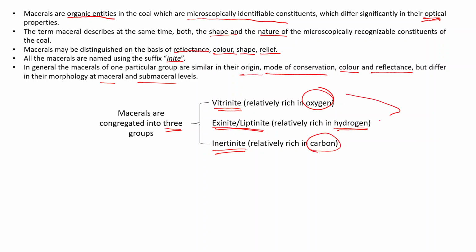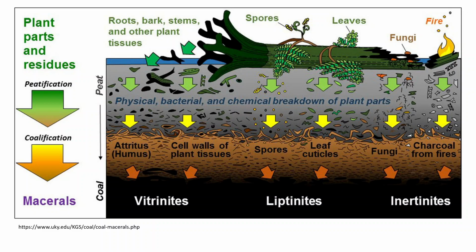So these are dependent on the composition of the individual maceral. It means what part of the plant they are composed of will decide whether they are rich in oxygen, hydrogen, and carbon. If we see this diagram, it very nicely explains that the plant parts and their residues under the process of peatification form the peat, and then under coalification and metamorphism they form coal.